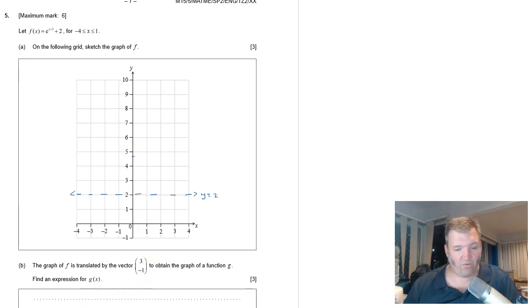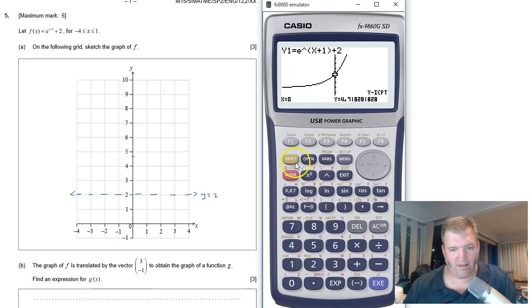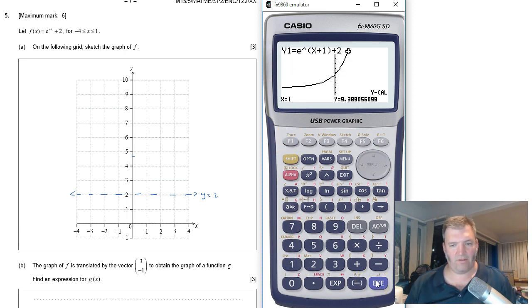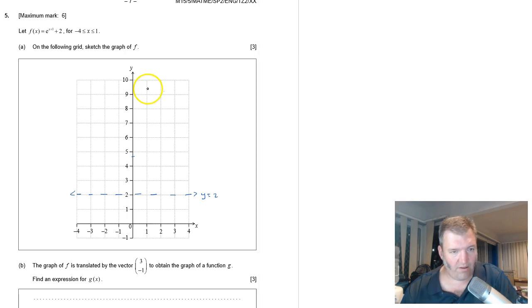Now we're only going up to 1, so when x equals 1, let's do a g-solve here. And we want to calculate the y when x equals 1. The value is 9.389, so 9.39. There you go. So that's ending there at 1, 9.39 to 3 significant figures.